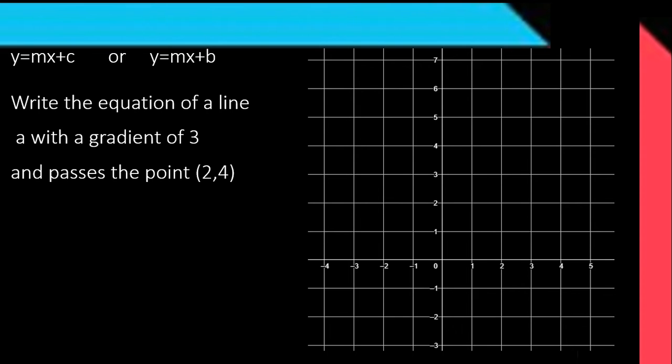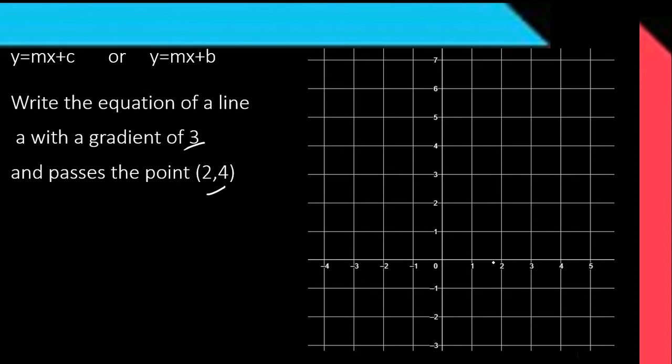So we're going to have a go at doing questions where we're given the gradient and we're given an ordered pair. What we're going to do is write the equation of a line and then show how we can do it on a graph. The first thing, if you're given a graph, is super easy.